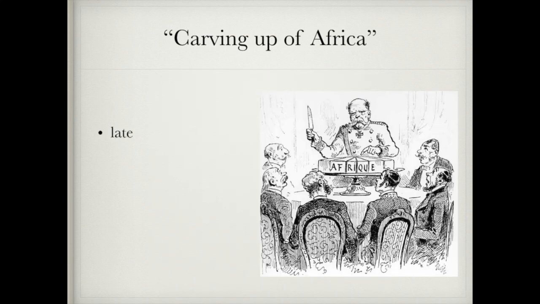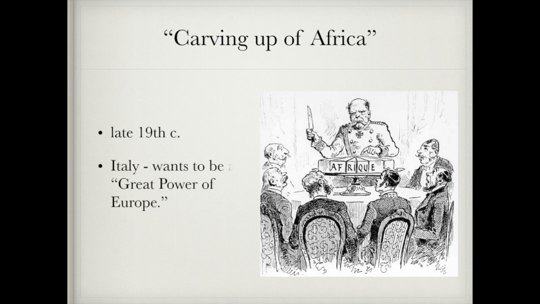So the carving up of Africa, like I said, is the late 19th century. This is Italy wanting to be a great power of Europe. This is just like our first case study with Japan wanting to be a great Western-style power. Well, now Italy, which is newly unified, also wants to be a great power of Europe, just like Germany was at that time. So Germany had also had unification and was going out and grabbing land for its empire.